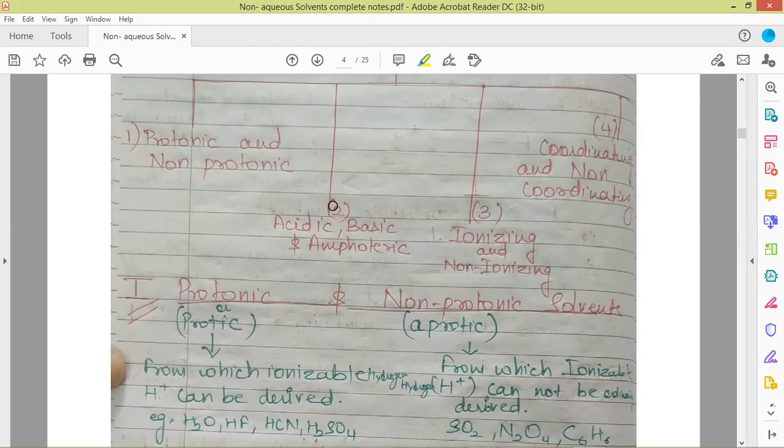So these categories have been made for the comparison of different types of solvents for different properties. So these are the properties of different solvents. Any one solvent can have all the properties, or any one solvent can have only one property. So it is based upon the type of solvent.